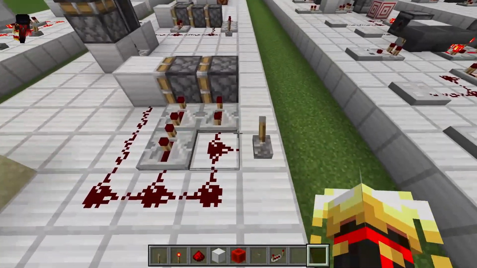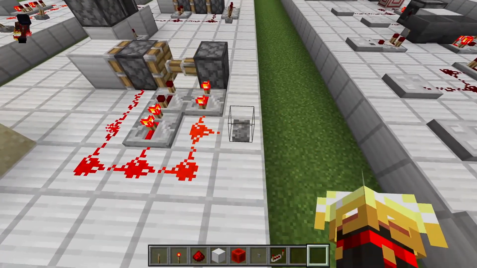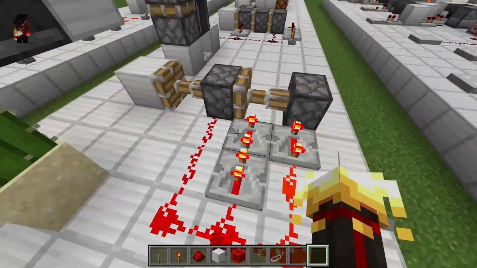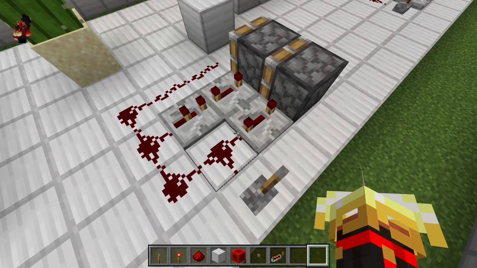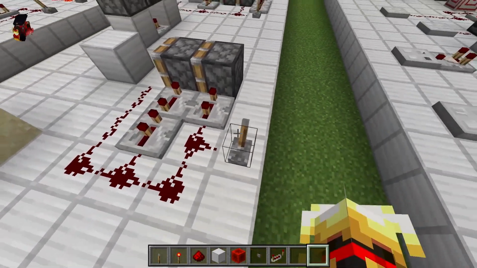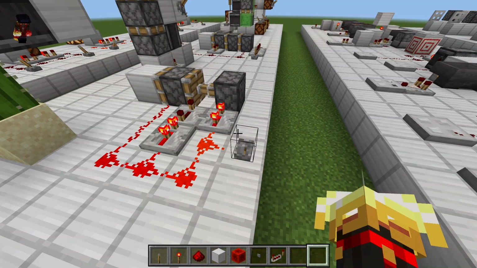Next we have a piston extender. It's a double piston extender here. Basically, you can move a block 2 this way and then bring it back again. Except it doesn't, because this is on the wrong delay. Okay, yeah, you can push it and bring it back again.